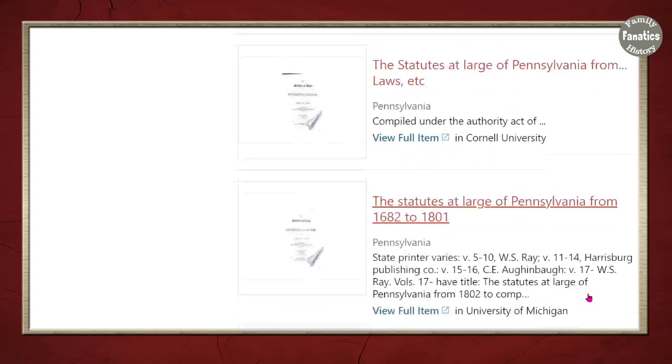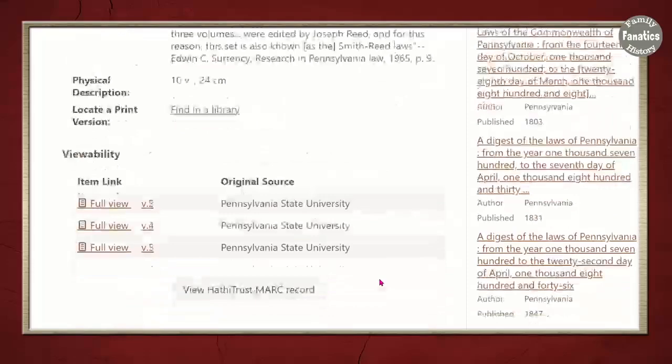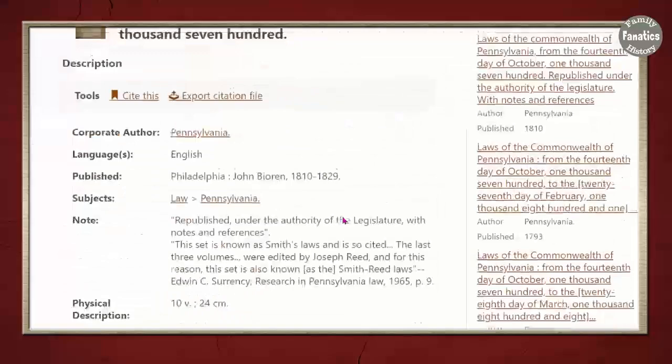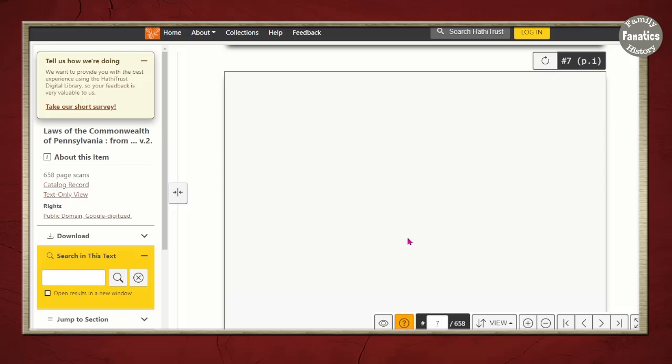So I like this one. It's from Penn State University. And I can view the full item. It has a number of clicks to actually get there. But what I'm trying to do is get down to this catalog page. So when I scroll down, I want something that says full view. Here's Penn State University. I'm going to go ahead and click view. And then I'll finally get into the book to see.